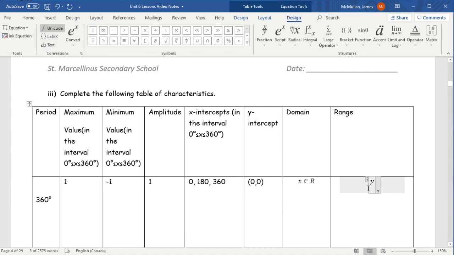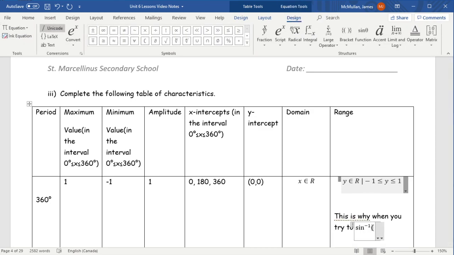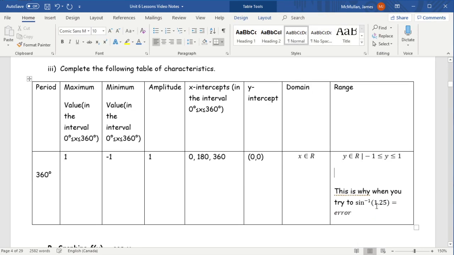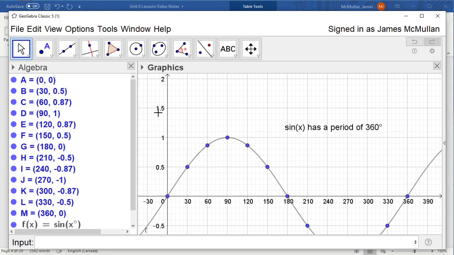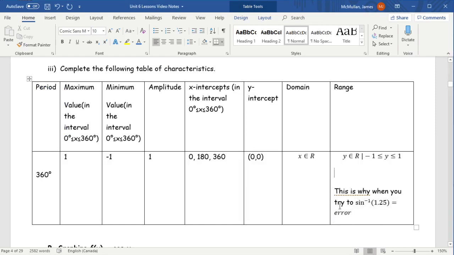The range, though, is limited. The y is in real numbers, but it has to be between -1 and 1. This is another reason why, when you try to inverse sine a number like 1.25, you're going to get an error. Because sine never reaches 1.25, it never goes higher than 1, and it never goes lower than -1. So this is why you can get an error when you do the inverse sine button if you try a number bigger than 1.